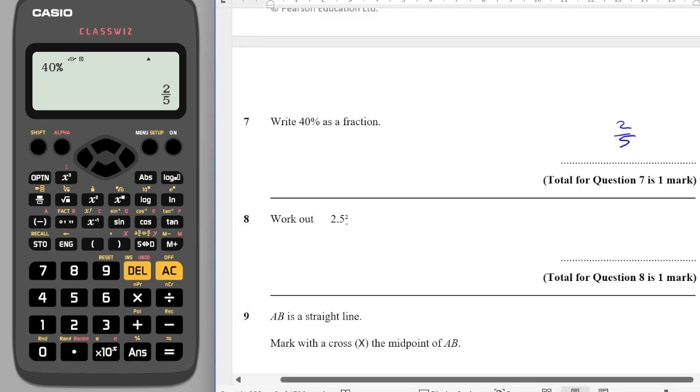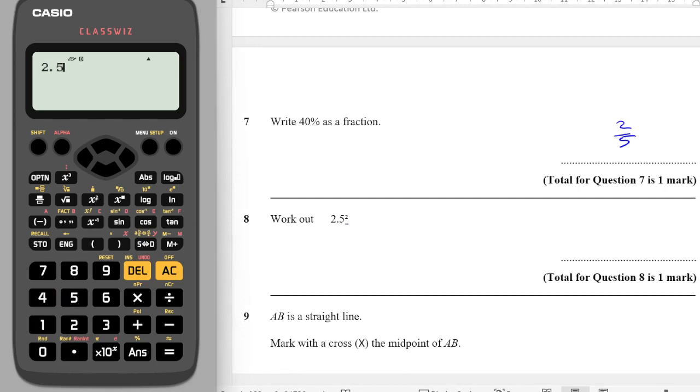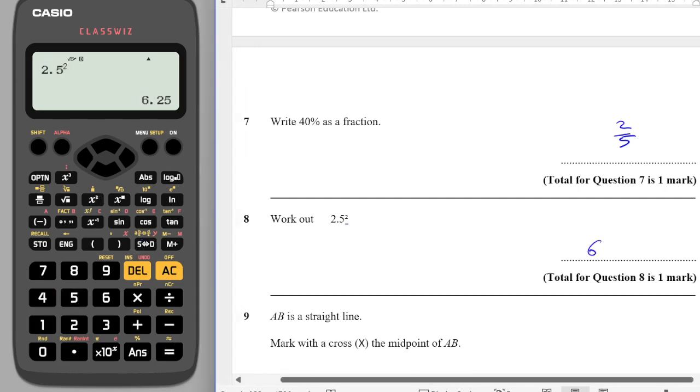And then 2.5 squared gives us the value 6.25.